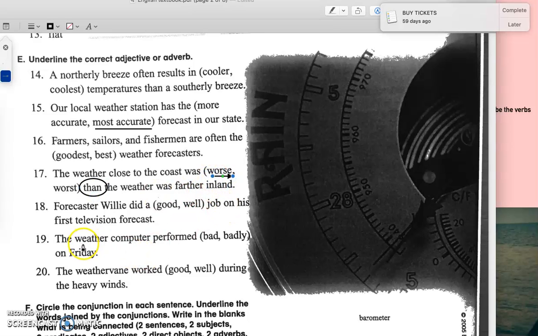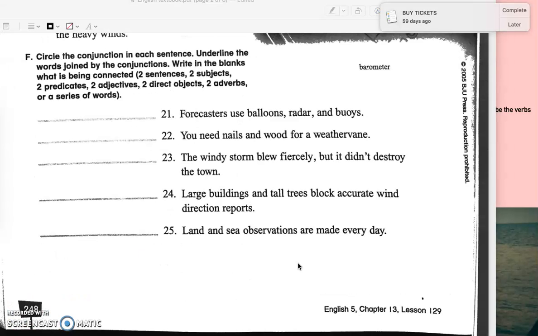19. The weather computer performed blank on Friday. So the verb here is performed. So we need an adverb. The adverb is badly. Bad is an adjective. The computer performed badly. Great. Okay, the last one, I believe we did this lesson last Thursday, so you can rewatch that video also. Actually, I think it was last Wednesday.